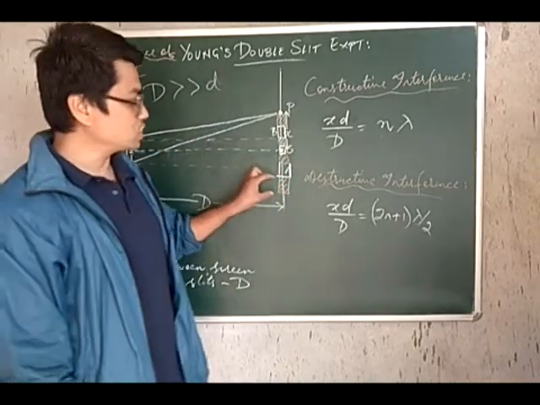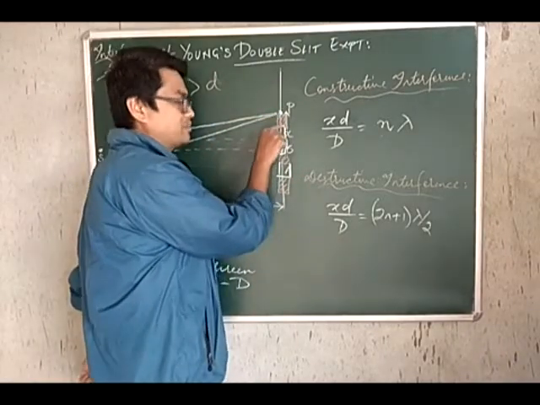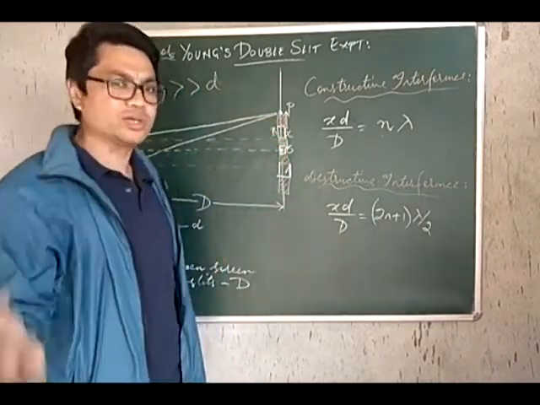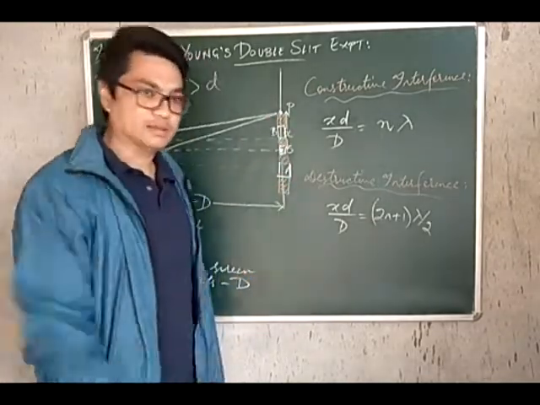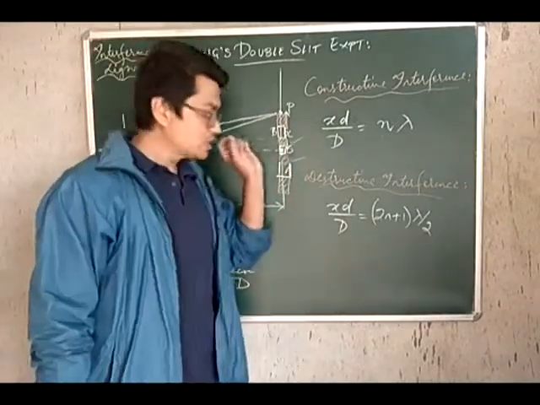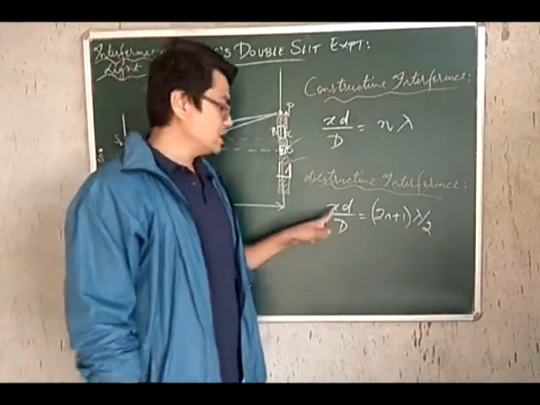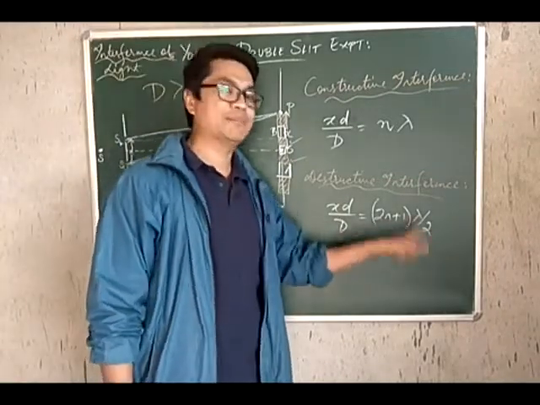On my picture it looks of different lengths, but they are of the same length, remember, which is called fringe width. We are going to talk about that, but they are of the same length. Every bright fringe, every dark fringe is of the same length. So for the first dark fringe, the path difference xd by capital D has to be equal to lambda by 2.